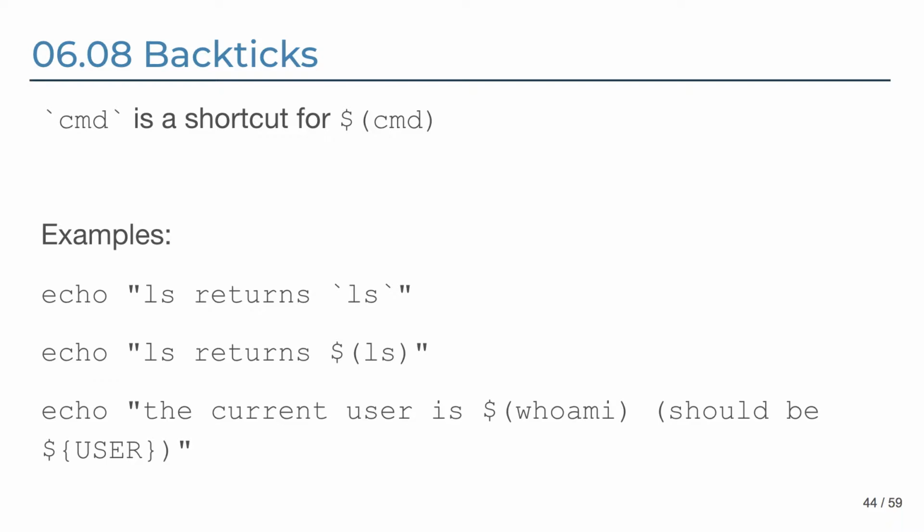And why this is useful is that you can build all sorts of complicated strings. For example, the current user is $(whoami). whoami is a command which returns the username. And I can check that with dollar and then USER, which is the predefined shell variable.